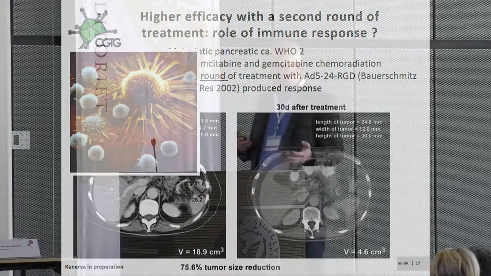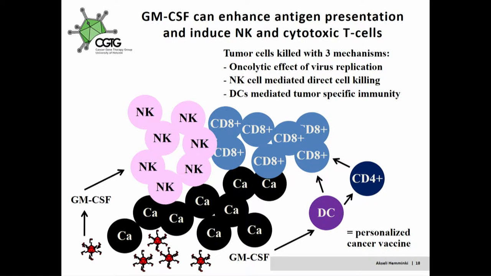So when this started happening regularly, it really pointed at the immune response as a possible mediator of these benefits, because that's the way the immune system works: if you boost it, it tends to get more effective. And therefore, we made the next generation of viruses in the lab, this time coding for a molecule called GM-CSF.